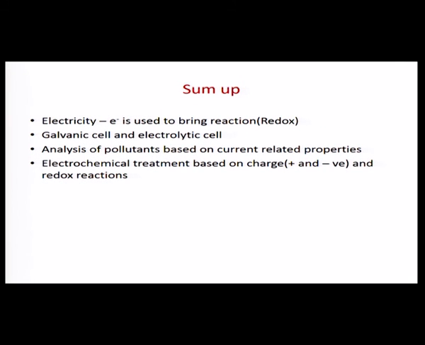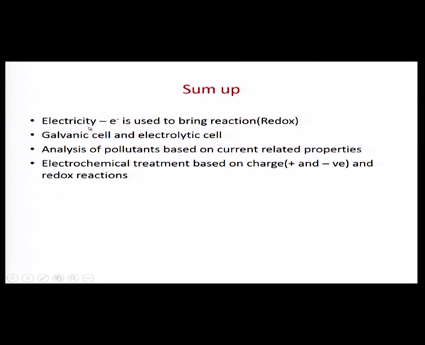So, to sum up, electrochemistry is very important for environmental studies, in which electron is a reagent. Electricity is nothing but electrons, used to bring about reactions, especially redox reactions, which are very important. As we discussed, we have two types of cell. One is the galvanic cell, which is spontaneous and provides energy. The other one is the electrolytic cell, which is the reverse of this. We have to supply electricity to drive the reactions, especially for environmental remediation.